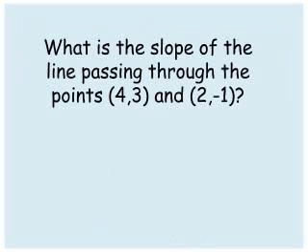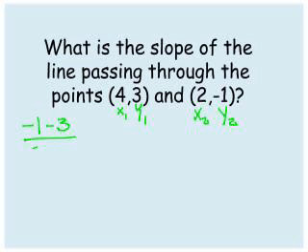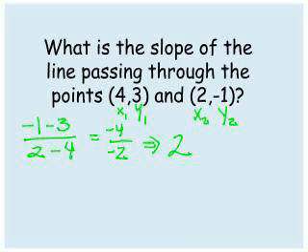Next, let's try one where we have two ordered pairs but no graph. So here I have the 2 points, (4, 3) and (2, -1). I want to find the slope of the line that passes through these points. So I'm going to have my x1, my y1, and my x2, and my y2. So I would take -1 minus 3 over 2 minus 4. -1 minus 3 gives me -4. 2 minus 4 is -2, so my slope is a +2.